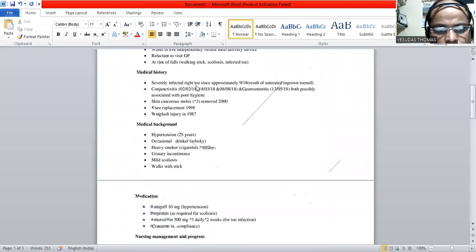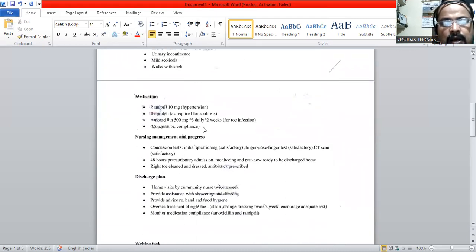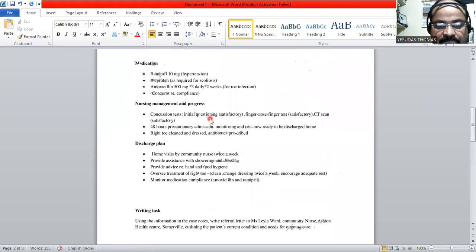Yes, amoxicillin. She is taking amoxicillin thrice daily for 2 weeks for the toe infection. Okay, this is what I just wanted to make sure. Now she needs visits from the community nurse twice a week.